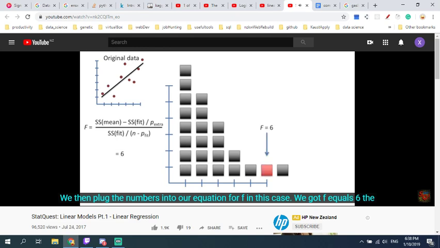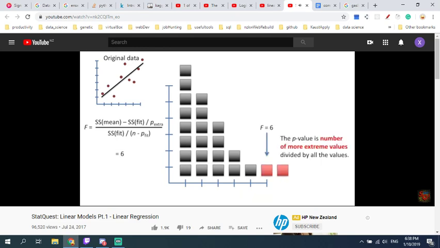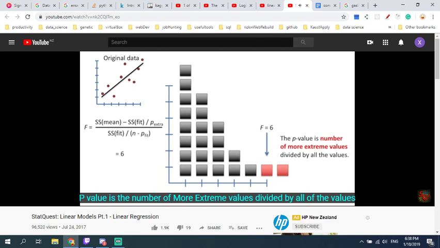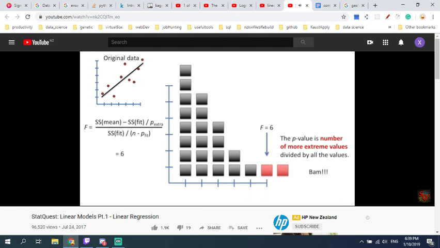In this case, we got F equals 6. The p-value is the number of more extreme values divided by all of the values. So in this case, we have the value at F equals 6 and the value at F equals 7 divided by all the other randomizations that we created originally. If this concept is confusing to you, I have a StatQuest that explains p-values, so check that one out.